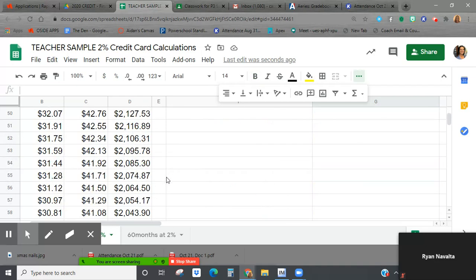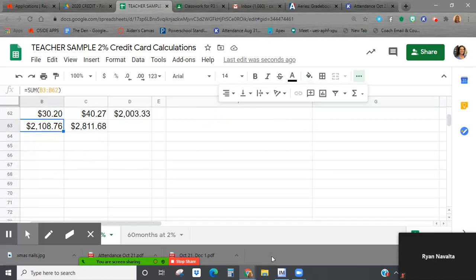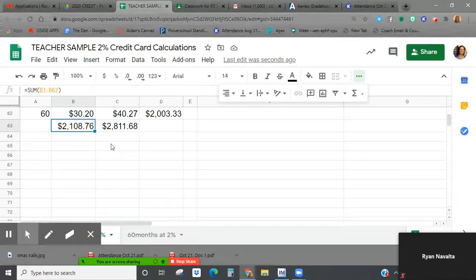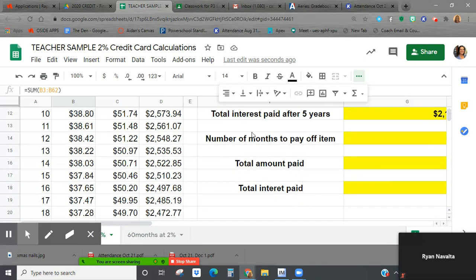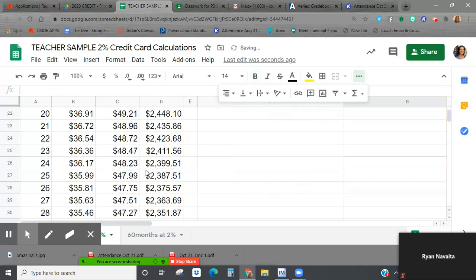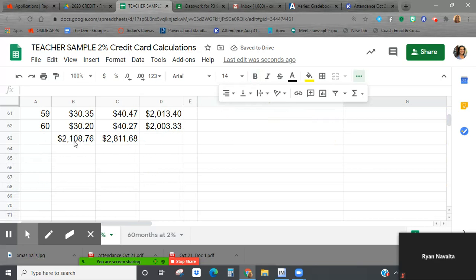So $2,108.76 is my total from the summation function here. Now that I have these totals, the next question it asks is how much does it take to pay off this item, the total amount paid for the item, and the total interest paid for this item. So I'm going to show you now how we're going to get these totals and where we went on Monday.